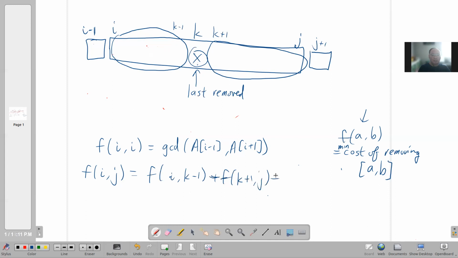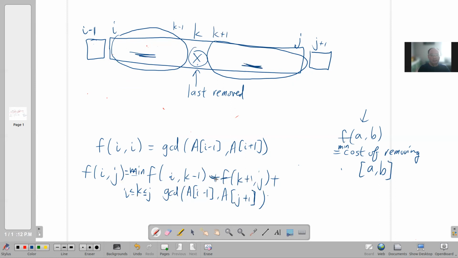And then the last thing that you remove would be the GCD of A i minus 1, A j plus 1. And of course, you're going to minimize this over all possible k from i to j, because you don't know which one is the last one removed, so you're going to try them all. There is a little bit of detail because if k is exactly i, then this first part is empty. If k is exactly j, then this part is empty, so you have to take care of that.